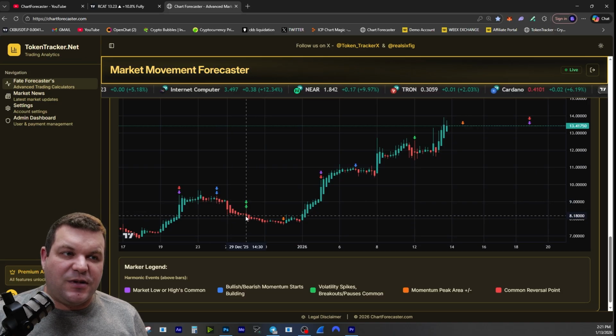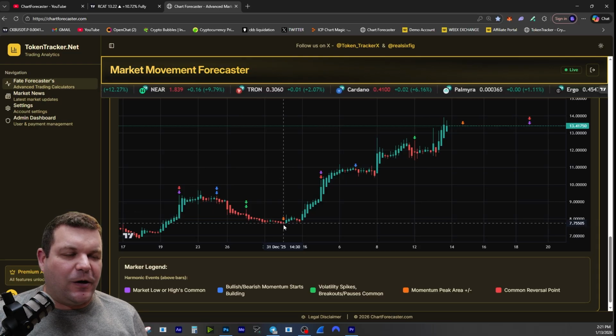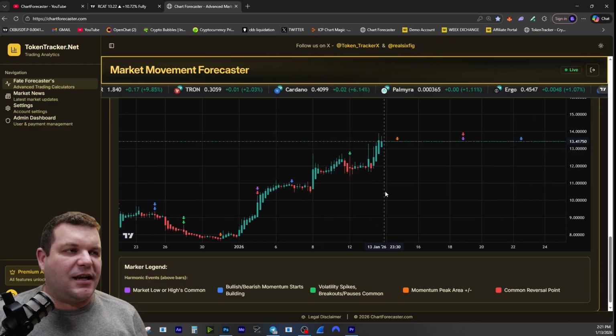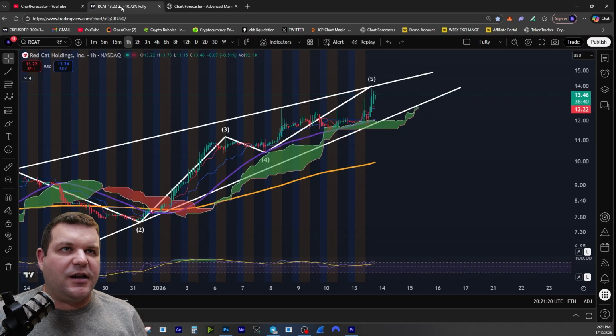We had a crazy spinning top here on the 29th of December, volatility spikes. And it also predicted a very, very key market peak area down to the hour, and then the charts reversed. So with that said, it's been an interesting ride for RCAT.